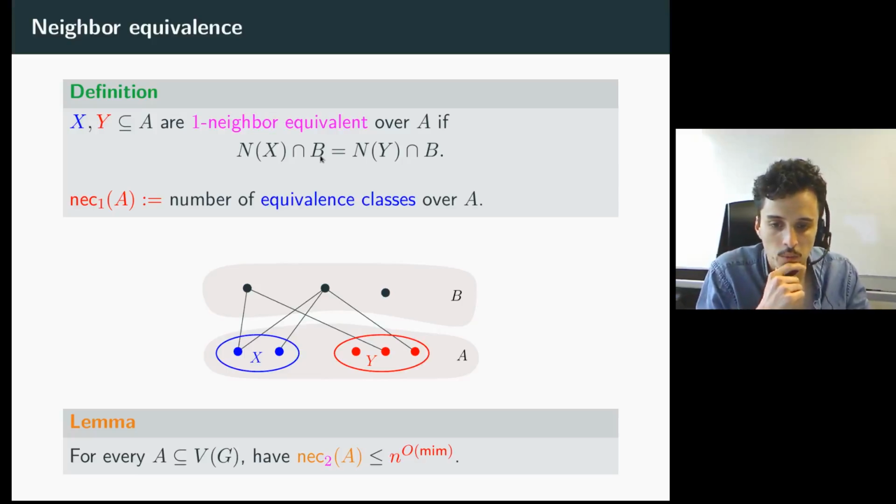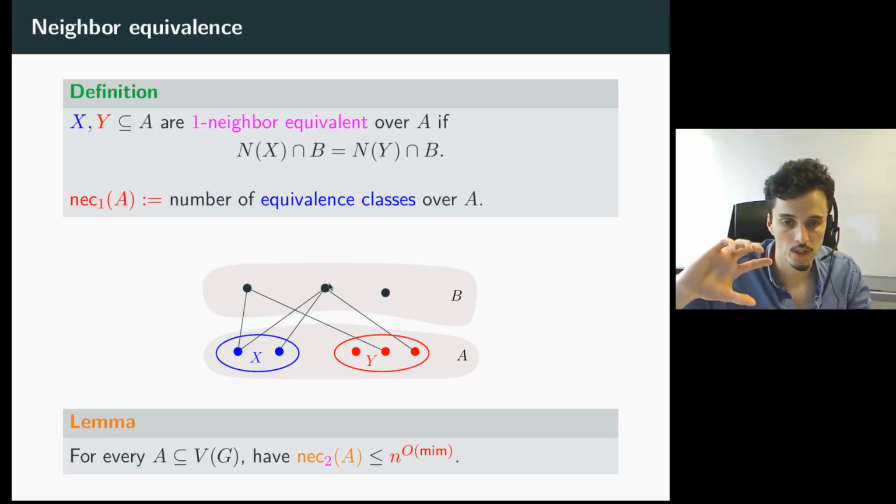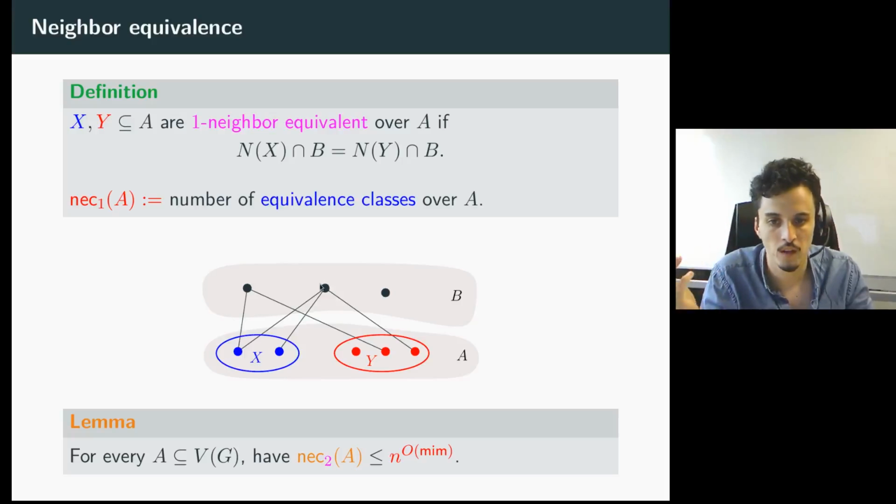So just remember that when I say that two subsets are equivalent over A, then they have the same neighborhood in B, and we use also this relation over B. So I will say that two subsets of B are equivalent over B if they have the same neighborhood in A.